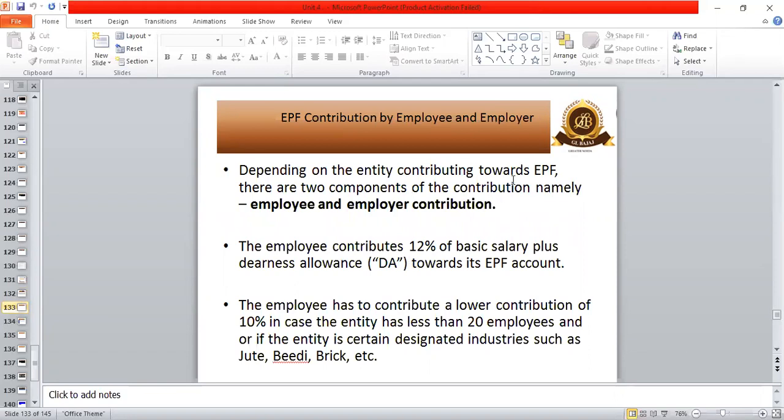Depending on the entity contributing towards EPF, there are two components of contribution, namely employee and employer. I've already said that the employee also contributes and the employer also contributes. The employee contributes 12% of basic salary plus dearness allowance and retaining allowances that I discussed toward their EPF account. So from your basic salary plus dearness allowance, 12% would be deducted every month, subject to the case that your salary should be 15,000 or below. I'll come to the part where your basic is more than 15,000 as well. The employee has to contribute a lower contribution of 10% in case the entity has less than 20 employees. I've already discussed this part.